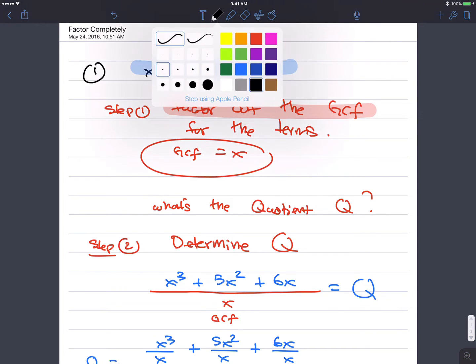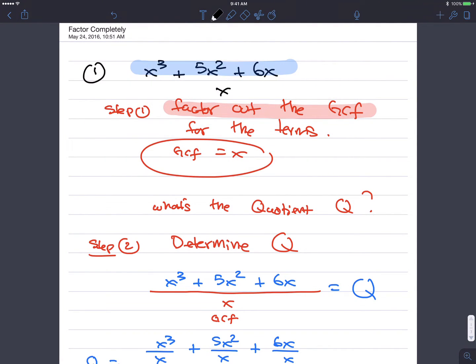So here's what you're going to have to do to factor this trinomial completely. I'll write the answer here: (x plus 3) times (x plus 2). This is the answer for factoring this trinomial. And again, this process is known as factoring completely.